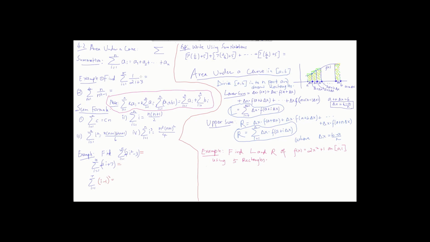Let us see some examples. Number one: find the sum for i equals 1 through 5 of 1 over 2i plus 3. We write down i equals 1: 1 over 2 times 1 plus 3 is 1 over 5. Plus i equals 2: 1 over 2 times 2 is 4, plus 3 is 7, so 1 over 7. Plus, for 3, we get 1 over 9. Plus, for 4, we get 1 over 11. Plus, for 5, we get 1 over 13.